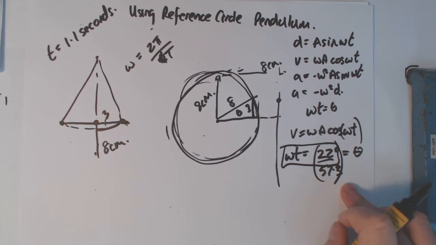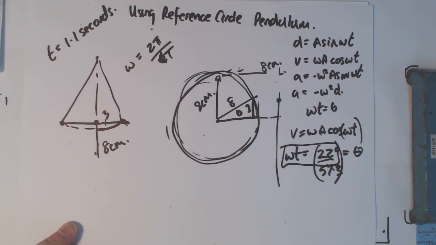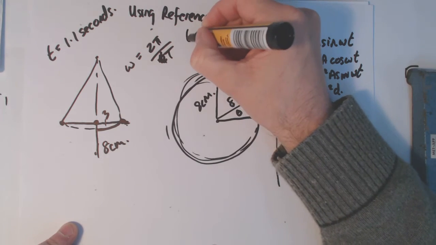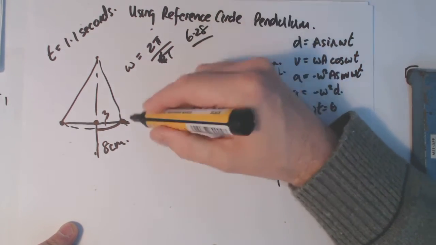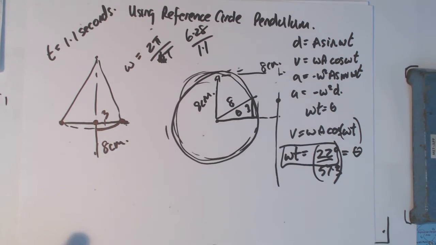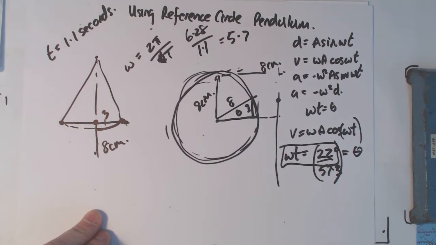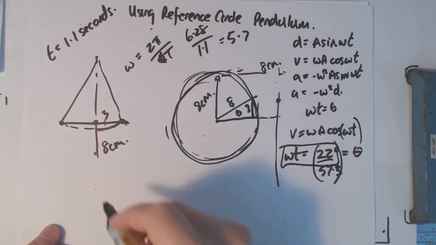Alright, so now we've got the angle, we're ready to go. We still haven't got omega. Omega is 2 pi over T. So that's 6.28 approximately, divided by T, which was 1.1. Let's do that in our calculator. And we've got 5.7 as our omega. Now we're looking good to do our calculation.